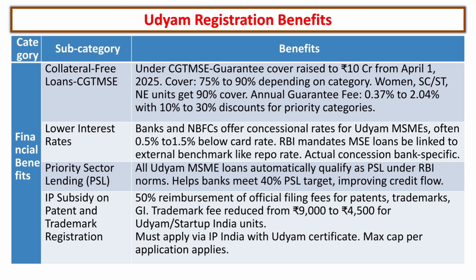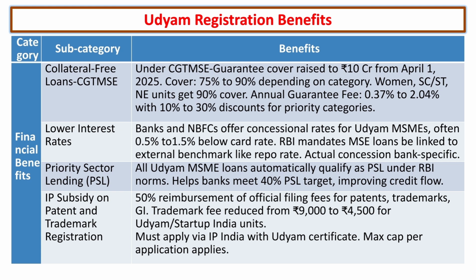Udyam registration benefits. Financial benefits. Collateral-free loans under CGTMSE. Guarantee cover raised to Rs 10 crore from April 1, 2025. Cover is 75% to 90% depending on category. Women, SC, ST, and Northeast units get 90% cover. Annual guarantee fee is 0.37% to 2.04% with 10% to 30% discounts for priority categories.